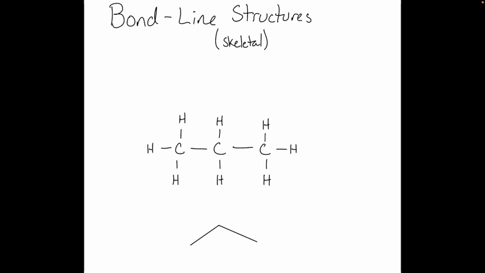Okay, so in our bond line structures, what we're going to see is there are no C's and H's written, right? So in bond line structures, carbons and hydrogens are implied. Actually, I'm going to say carbons and their hydrogens are implied because we do explicitly write some hydrogens.